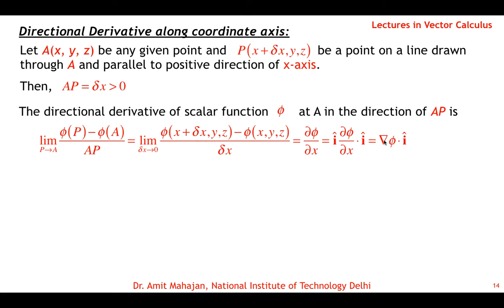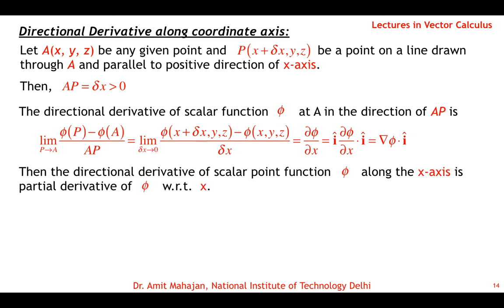cap. Because gradient is the operator which is I cap partial derivative x plus j cap partial derivative y plus k cap partial derivative z, and we know that j dot I and k dot I are 0, so it will only give us back this thing only. But importantly, the directional derivative along the x-axis is gradient phi dot I cap. So if we want to similarly calculate the directional derivative along say the y-axis, it will be gradient phi dot j cap. And the directional derivative along the k-axis will be gradient of phi dot k cap.